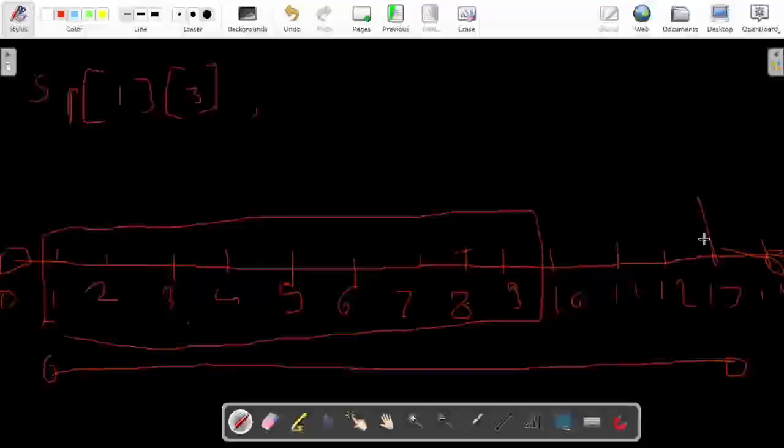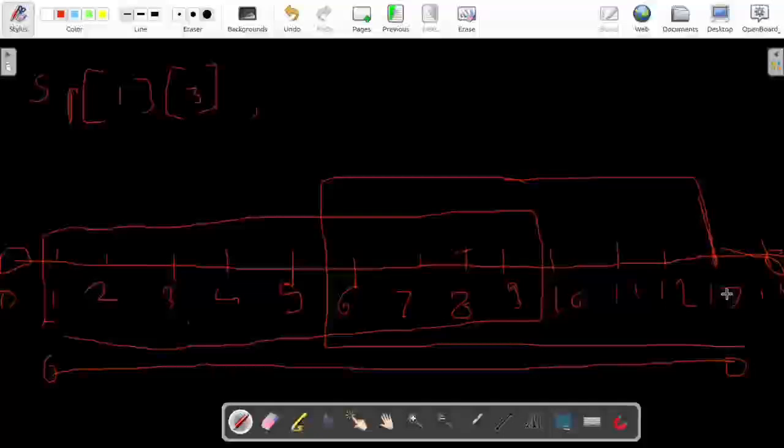What is the longest segment in powers of 2 which we can consider in backward direction from 13? That is of length 8, which will go till 6: 1, 2, 3, 4, 5, 6, 7, 8. Yes, it will go till 6. So it will be SP of 6 comma 3, or you can simply say 6 is 13 minus 8.